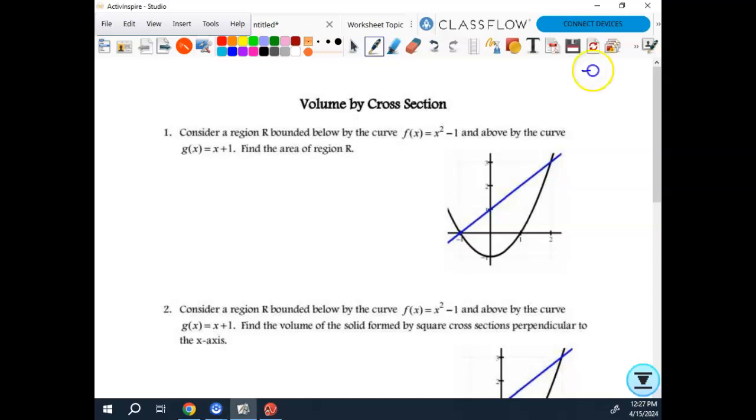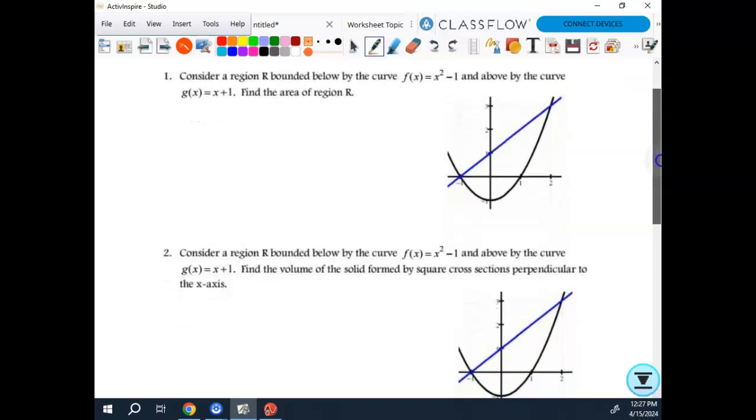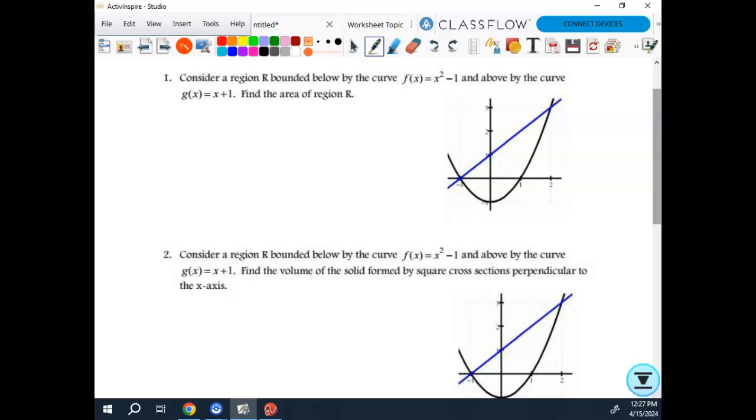All right, so this is going on page 77. When we're done, we still have our little models that we can look at. Number 1 says to consider a region R bounded below by the curve of f of x equals x squared minus 1 and above by the curve g of x equals x plus 1. Find the area of region R.